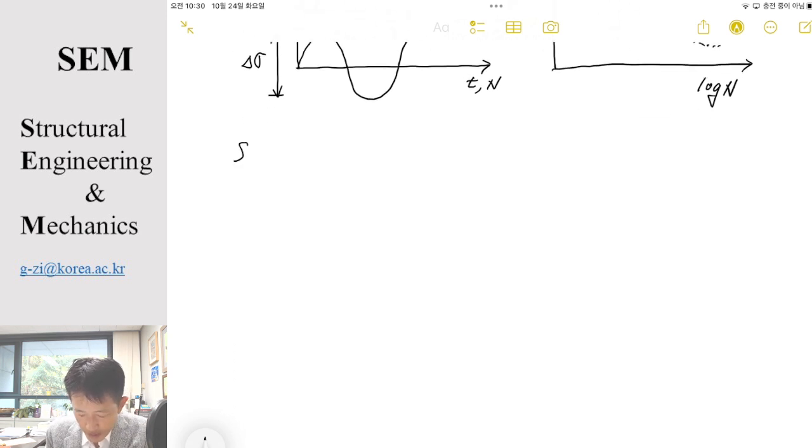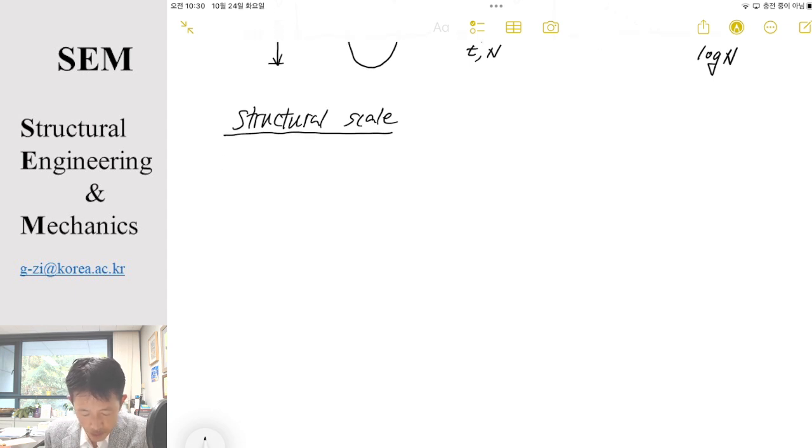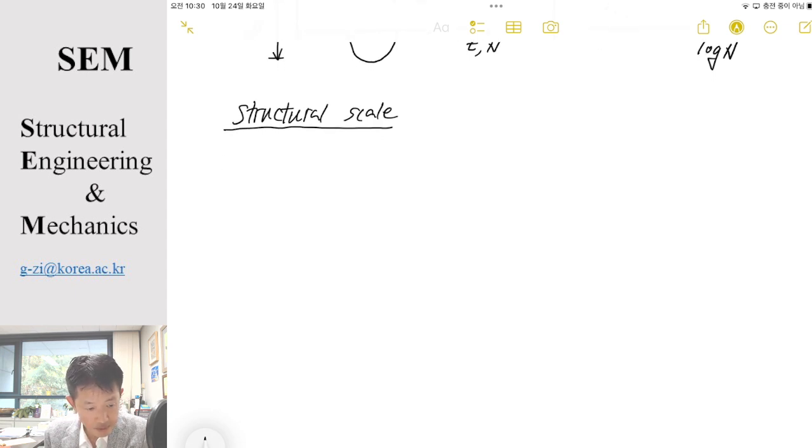In structure size, in structural scale, okay, let me show you a typical setup at structure scale. For example, a long time ago, I did a fracture test for a bridge deck. Here we fabricated the bridge deck using glass fiber reinforced polymers. We put the specimen on the support, and we apply load here.